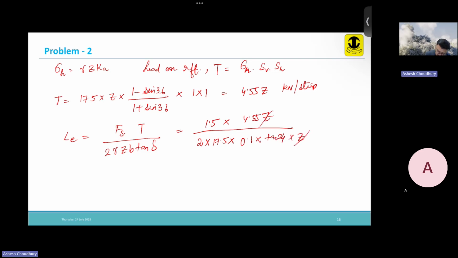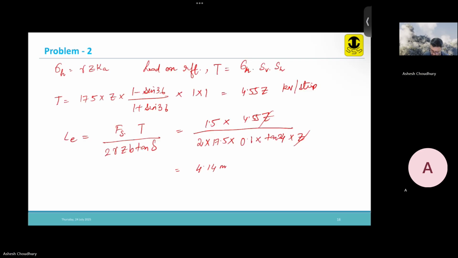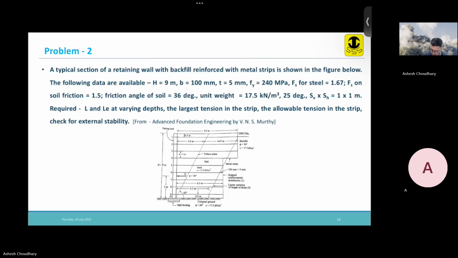So Z gets cancelled out. So LE comes out as 4.14 meter. So this one is my LE, the embedment length that comes. Okay, 4.15 meter. Now see here, all the number of steel strips, everything is given in the figure.